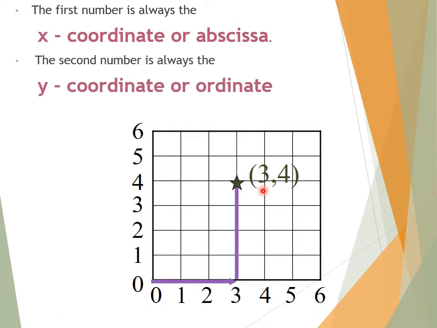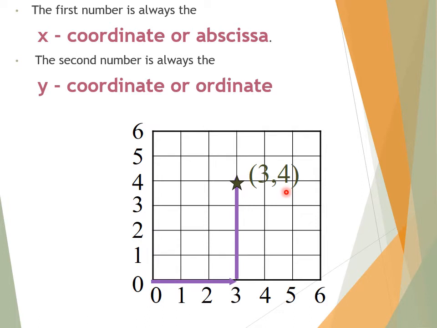The second number is always the y coordinate or ordinate. So, the second number here is 4. We can see along this particular y-axis we have moved 4 times. See this direction, here it is 4. Since we have moved 4 times upwards, the value will be plus 4, and this position is known as y coordinate or ordinate because the position is with respect to the y-axis.